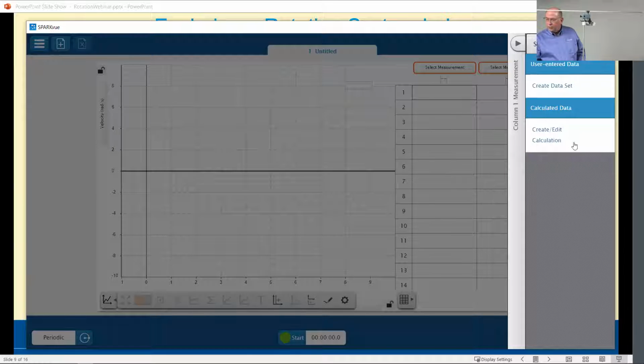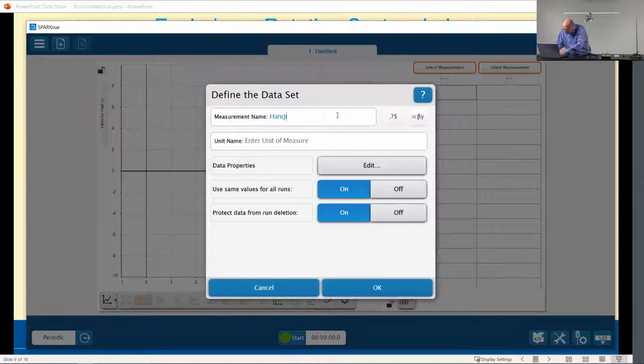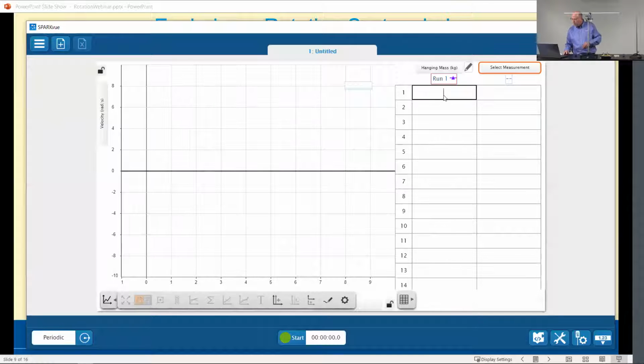I can create a data set or a calculation. We'll see what a calculation is later, but this is just a data set. I'm just going to input some numbers and I give it a name. A mass, give it units, kilograms. There we go. So I can put in my values. I'm just going to collect one data point here, and then we'll look at a whole set of it once you see how that works.